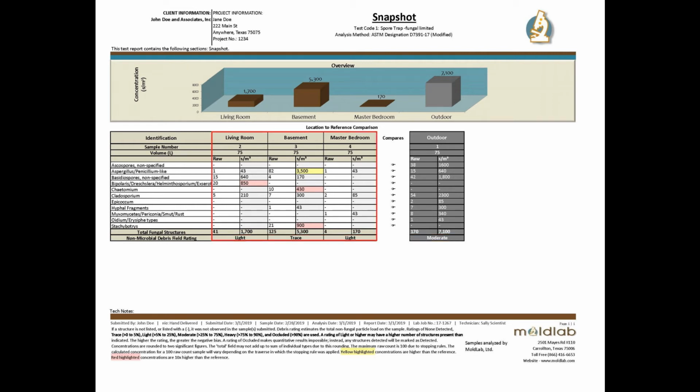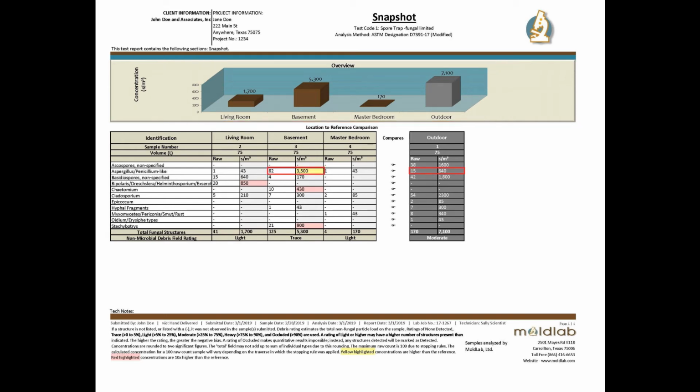All indoor air samples provided with the kit are shown on the left side of the form. The outside comparison sample is shown on the right for easy reference. This layout is also used in the bar graph at the top, which provides a visual comparison between the total fungal concentrations of the samples.